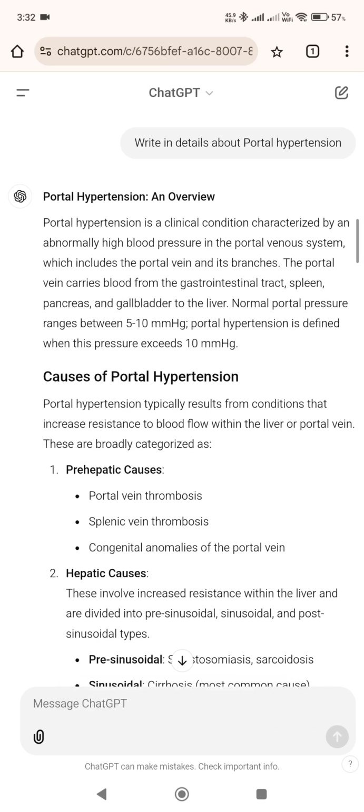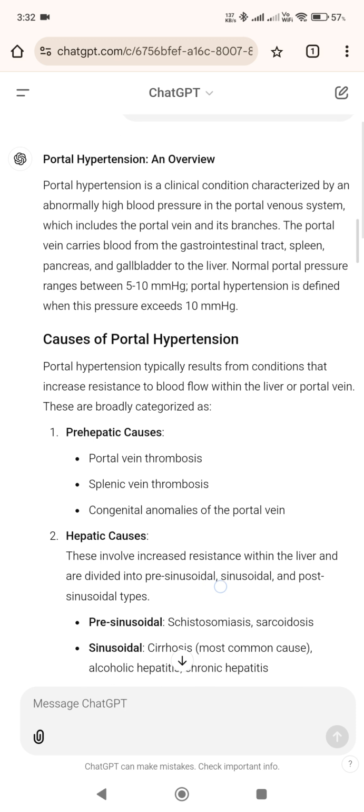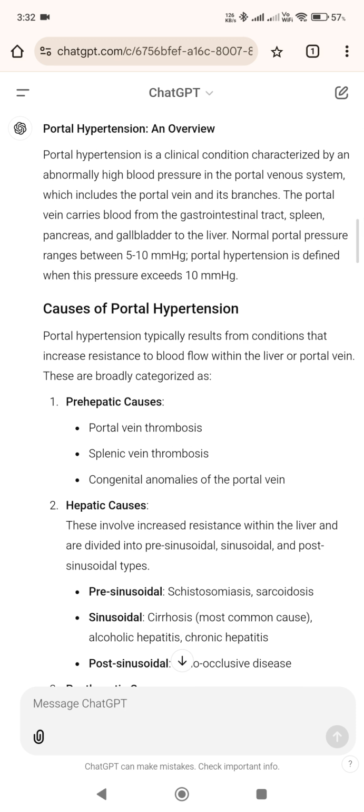Portal hypertension, an overview. Portal hypertension is a clinical condition characterized by an abnormally high blood pressure in the portal venous system, which includes the portal vein and its branches. The portal vein carries blood from the gastrointestinal tract, spleen, pancreas, and gallbladder to the liver. Normal portal pressure ranges between 5 to 10 millimeter Hg. Portal hypertension is defined when this pressure exceeds 10 millimeter Hg.